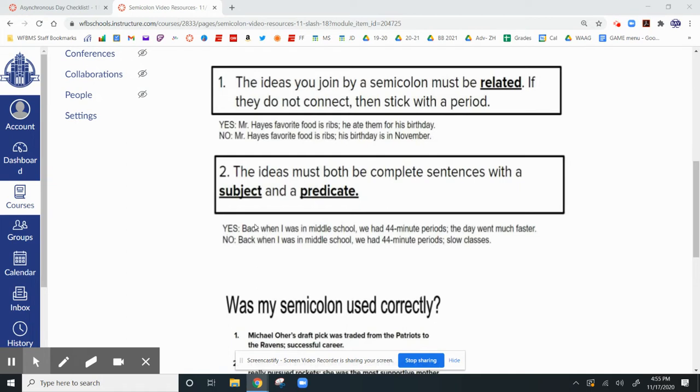So would these work? This would. Back when I was in middle school, we had 44-minute periods; the day went much faster. On both sides, I have a complete sentence.